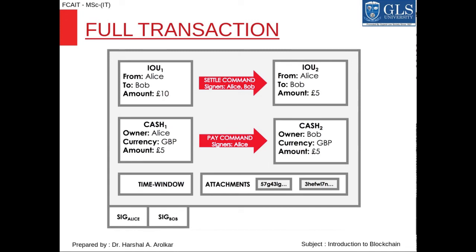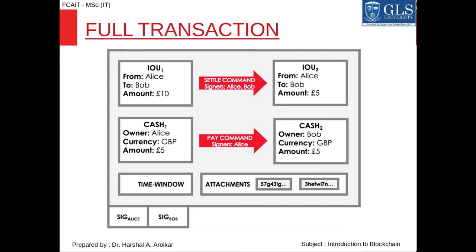Then we have some attachments. The attachments could be anything that we want to share along with these states. And then there's a time window which defines until when this particular transaction is to be considered valid. Because Alice has signed as well as Bob has signed, this transaction can be considered a committed transaction, which basically means that one party has given £5 and the other party has received £5.